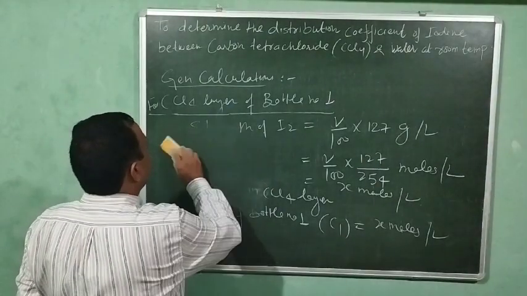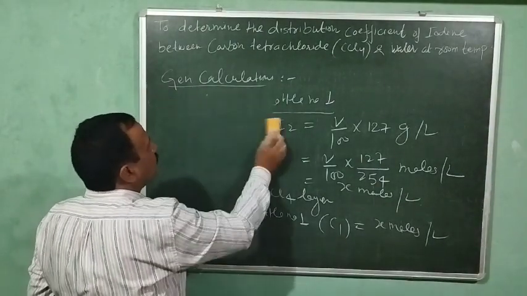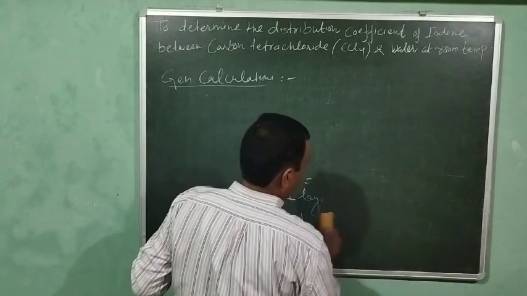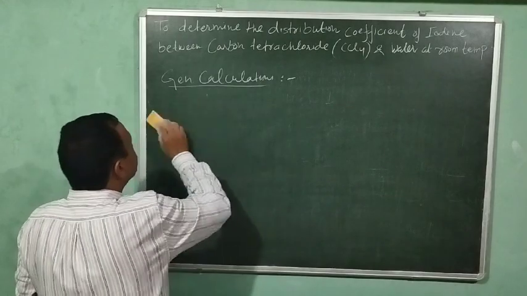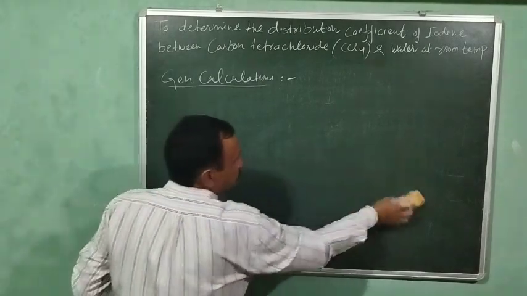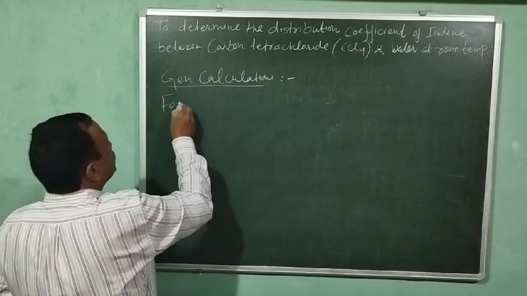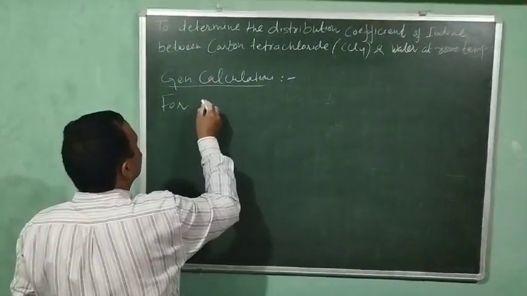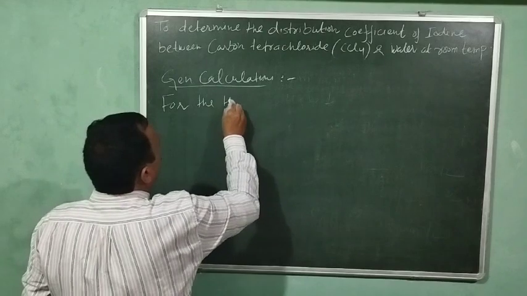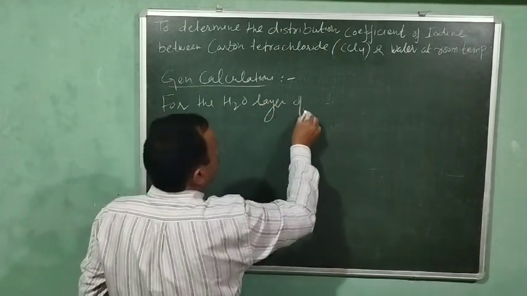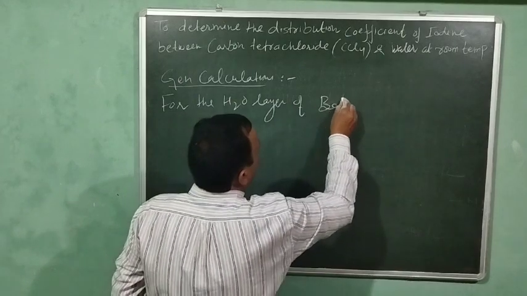Likewise, we will calculate the concentration of your iodine in the aqueous layer or water layer of your bottle number 1. Now we'll write the general calculations for the water layer of bottle number 1.